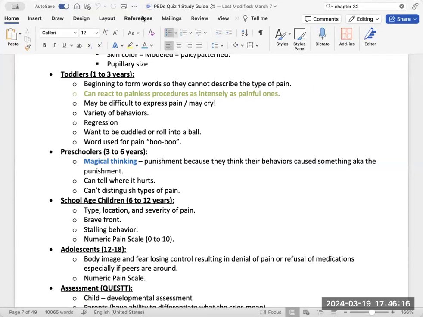They could have regression, where they're reverting back to an older, younger state that's not appropriate for their developmental age, right? They want to be cuddled or rolled into a ball. And they'll usually use the word boo boo for pain. Remember, they can't describe pain, so they might cry and do other things.